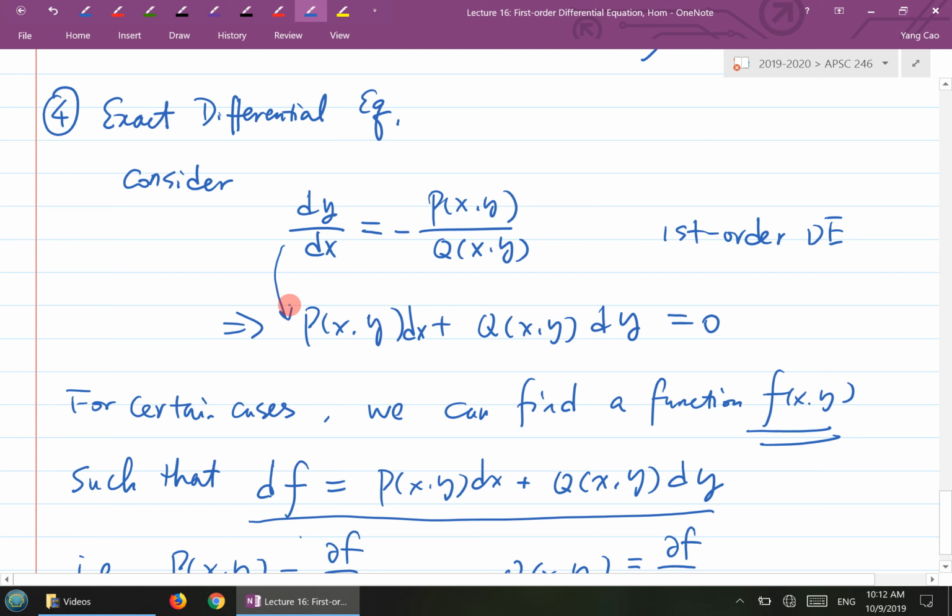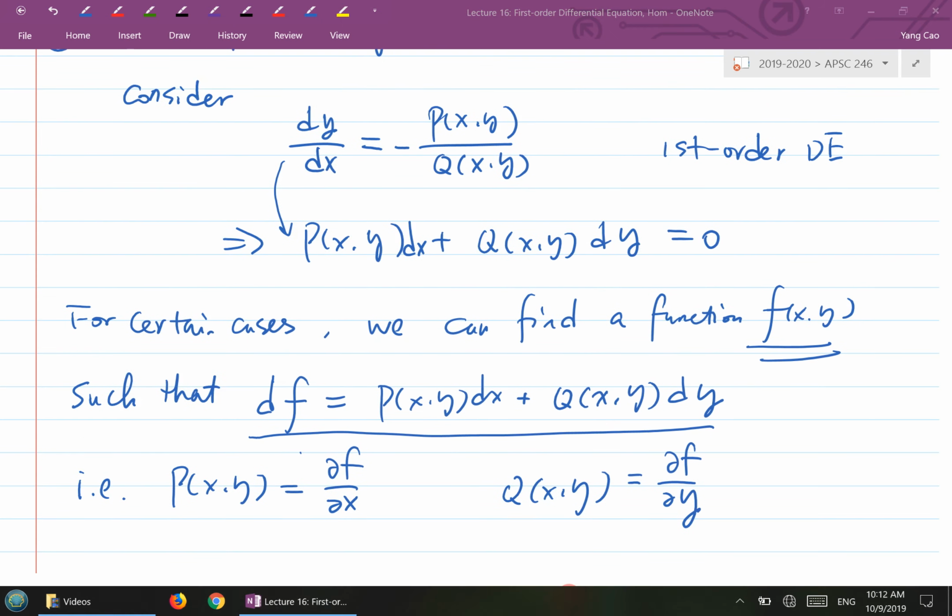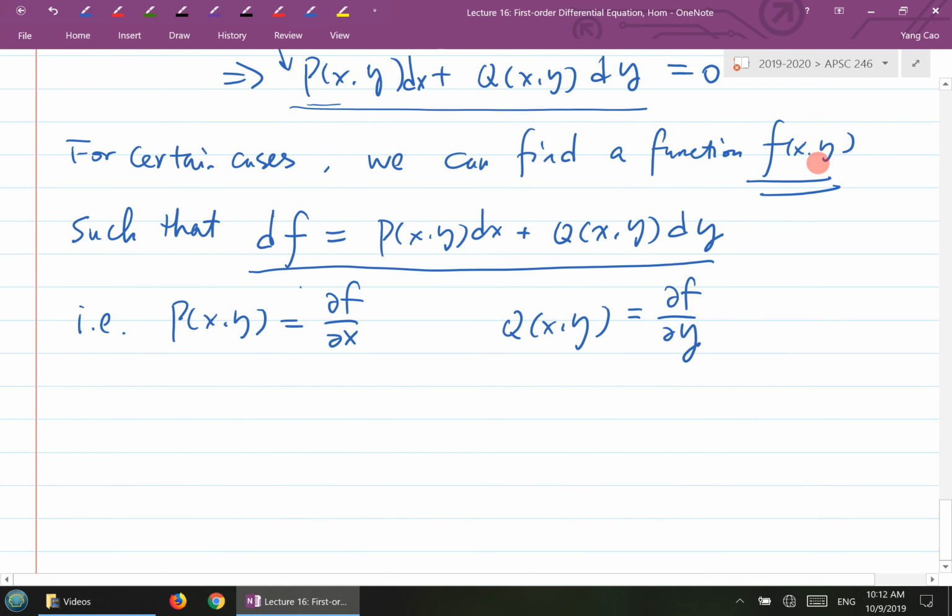We started from this and wrote it into this format, and then we asked the question: is there a function f such that we can do this? We asked if, and of course, the answer may not be yes. But if yes, if there is a function f, we can do that, then what does it mean? Basically it means your original differential equation, which is this, equal to 0, the original DE, what does it become now?